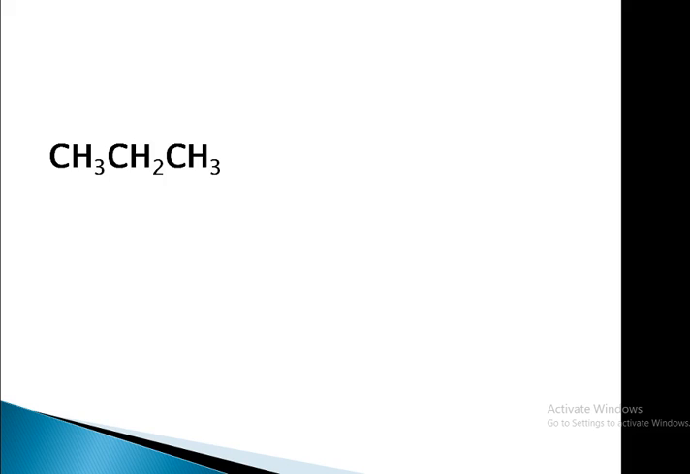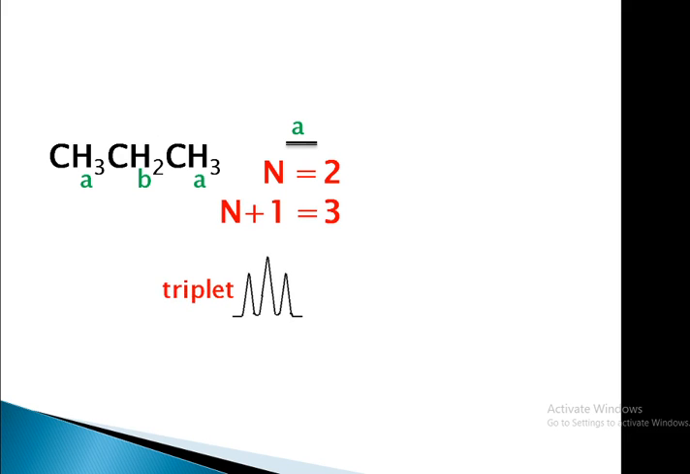Similarly, if you take another example, here again we have A type proton, and this is B, and this again A, because these terminal methyl groups are equivalent. So we have this as again A type proton. We will see the value of n for this particular A type proton. This is the A type proton that is bonded to this carbon, that makes this carbon the neighboring carbon, and these two are the neighboring protons. So the value of n is 2, and plug into the n plus 1 equation, we get 3, and we get a triplet as the splitting.